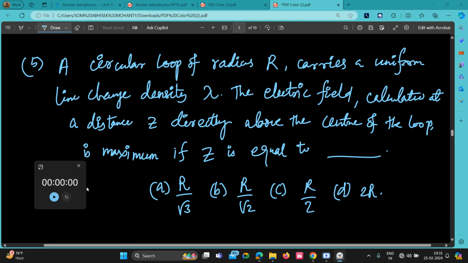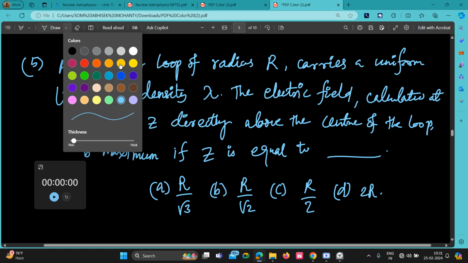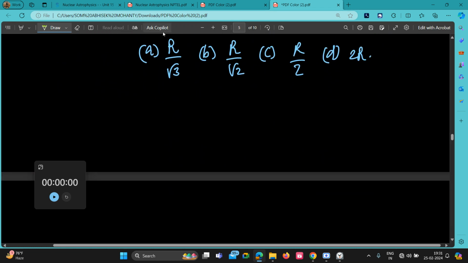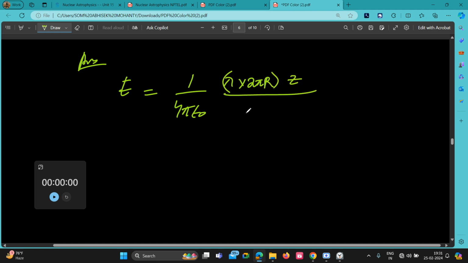Okay. A circular loop of radius r carries a uniform line charge density lambda. The electric field is calculated at the distance z. What is the formula for it? The electric field at distance z above the center of the loop is equal to 1 by 4 pi epsilon naught, lambda into 2 pi r z divided by r square plus z square to the power 3 by 2.